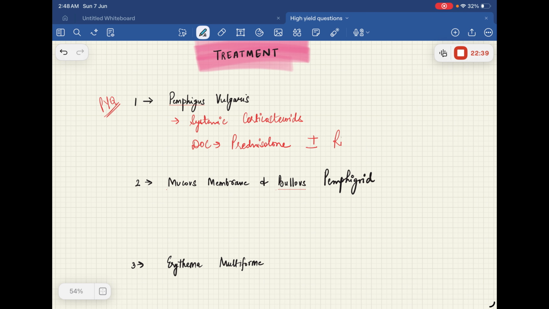And sometimes rituximab, which is a monoclonal antibody. So remember this as well.